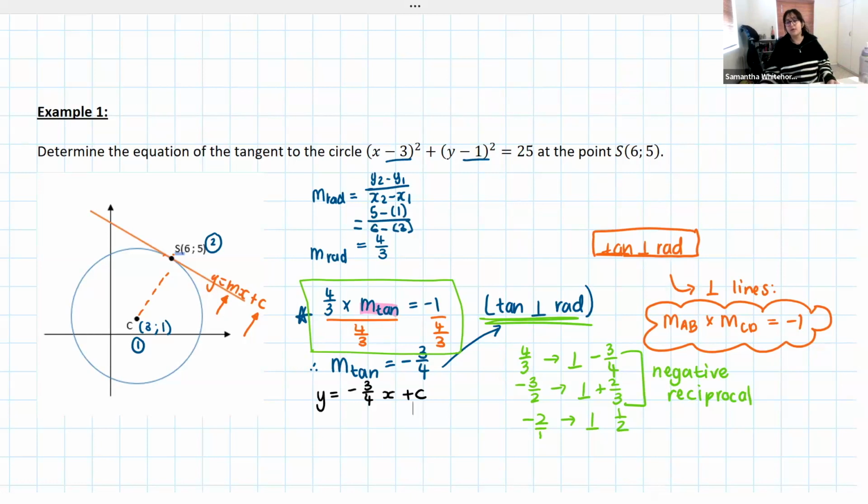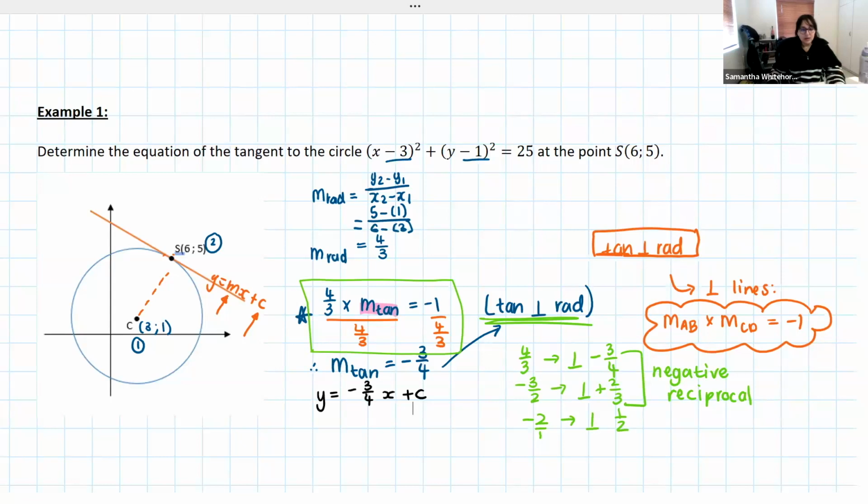Okay, so how am I going to find c now? I've got m, I just need to find c. Right, awesome, guys. So as Layla says, we go back to our formula, y equals mx plus c, and we now go and substitute in our point S.